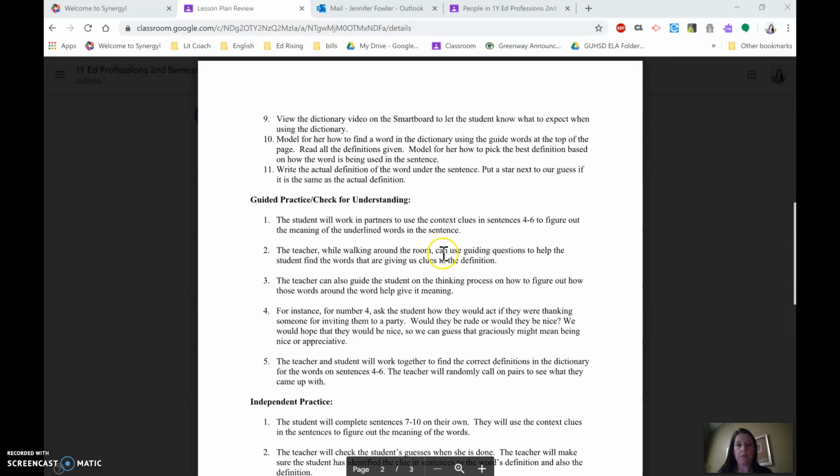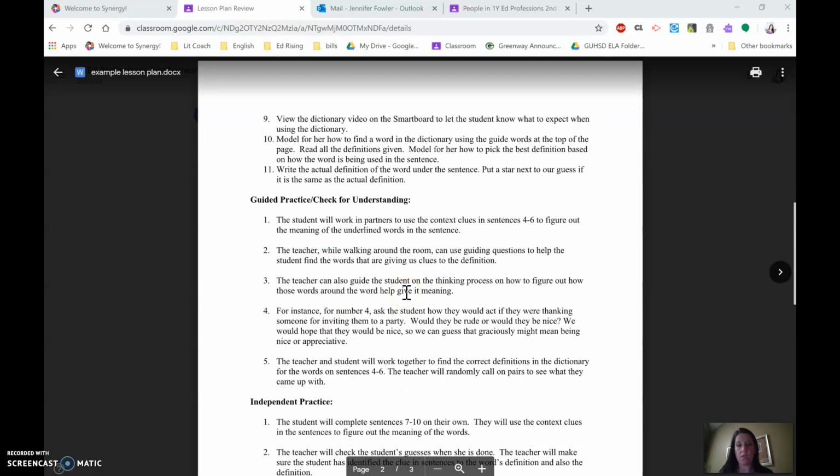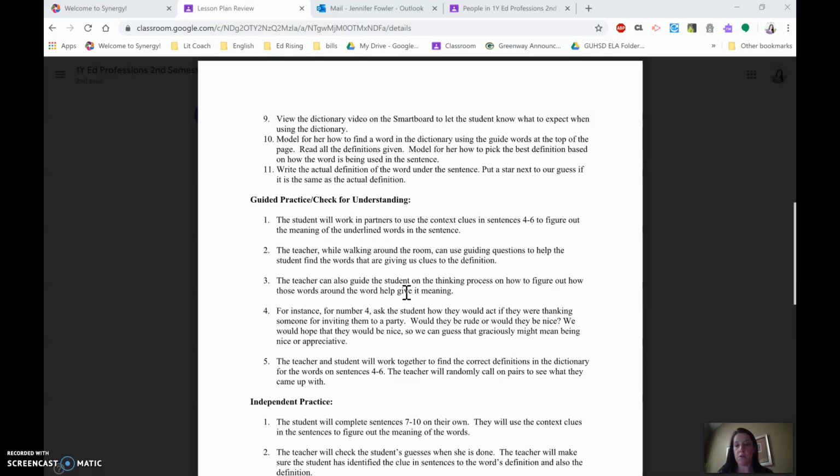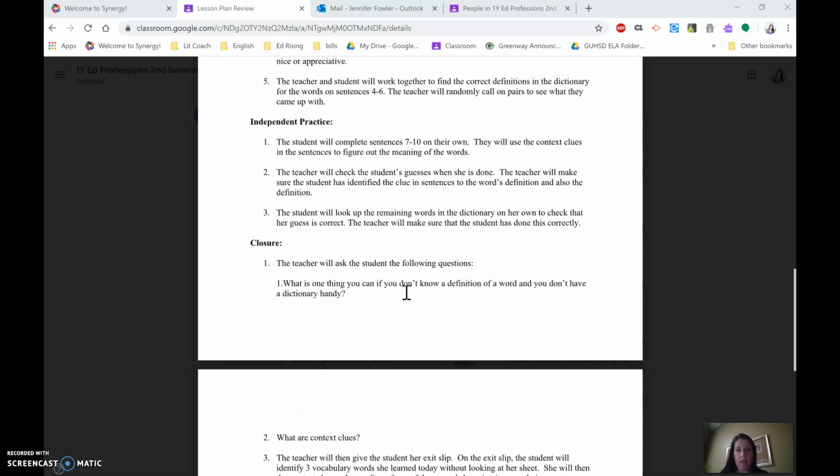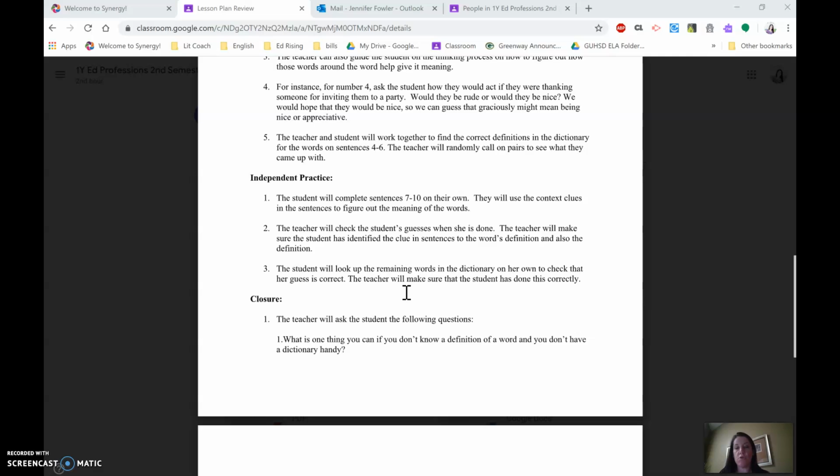Okay, guided practice, remember, the information model piece is the I do, that's what the teacher's doing. The guided practice or the check for understanding is the we do, and that's usually when you're doing it in partners. What are you going to have the partners do? What are they going to say to each other? What are you going to say to them as they are working? Again, we need the details, okay? And then the independent practice is the you do. That's what the students are doing on their own without really your help, okay?